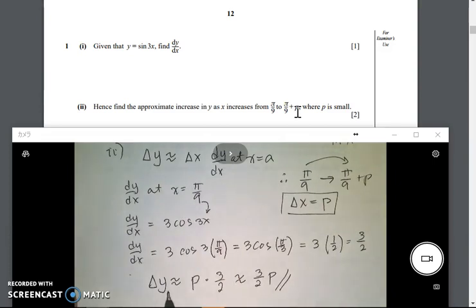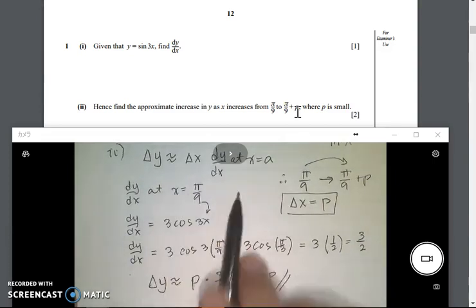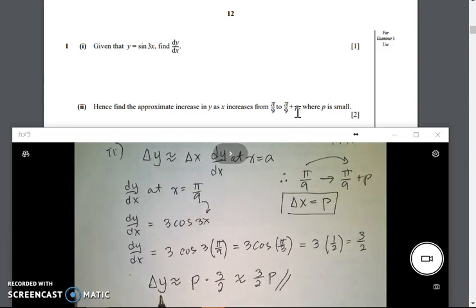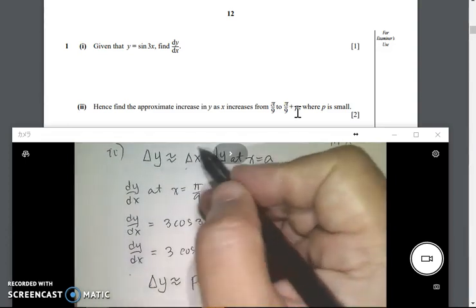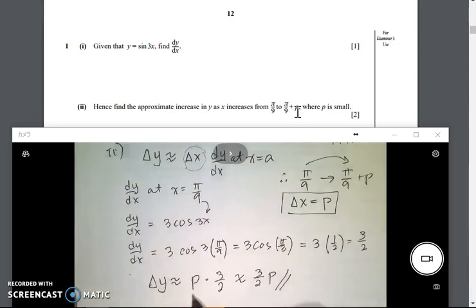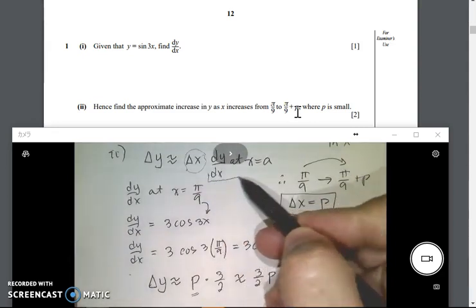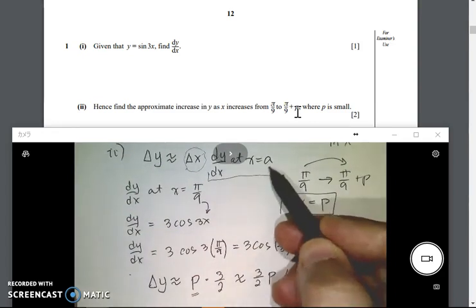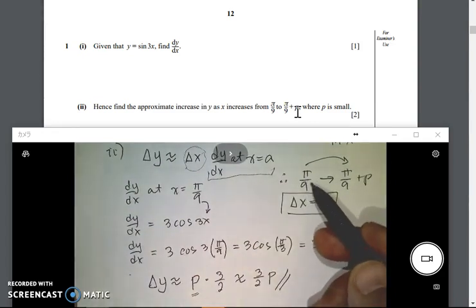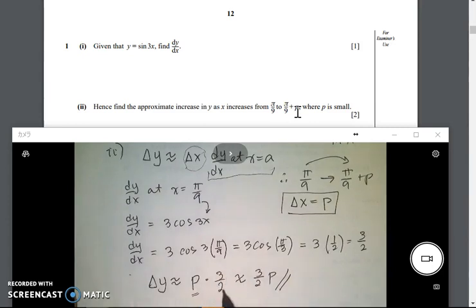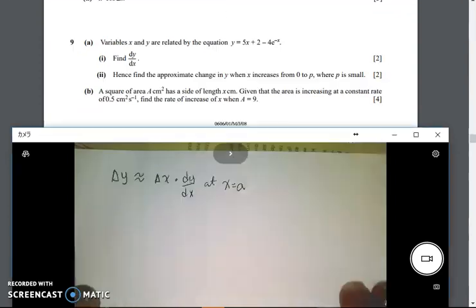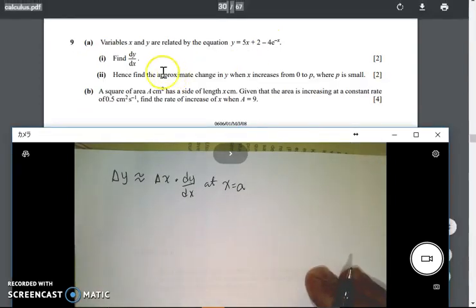Now you can plug it into our formula, that the approximate change in y is equal to delta x. That delta x is your p. Times dy dx at x equals a. That a is pi over 9, which gives 3 over 2. Therefore, our answer is 3 over 2 p. Right? Let's proceed to example number 2.